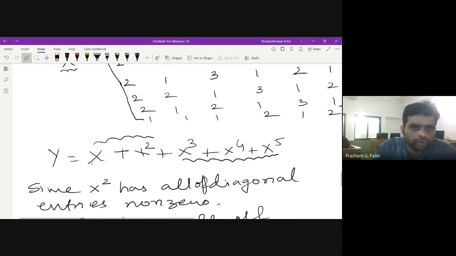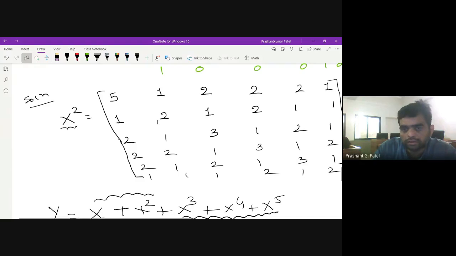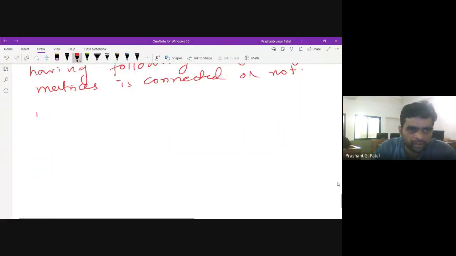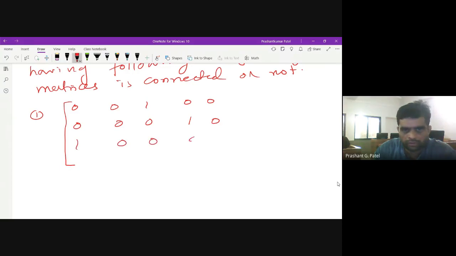So for that, what I told you, you have to calculate this y. If the off diagonal entries of this y, off diagonal means all except the diagonal, are all non-zero, then you are true. So I'm giving you the first example here. Consider this: 0 0 1 0 0, 0 0 0 1 0, 1 0 0 0 1, 0 1 0 0 1 and 0 0 1 1 0.